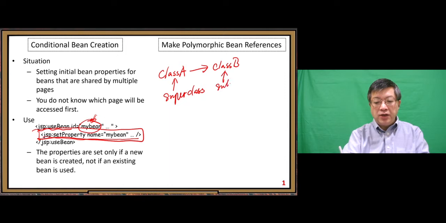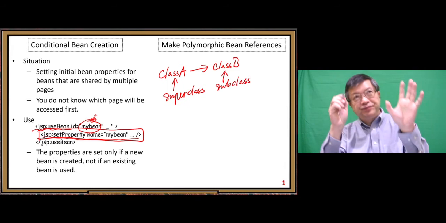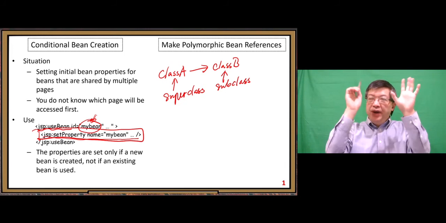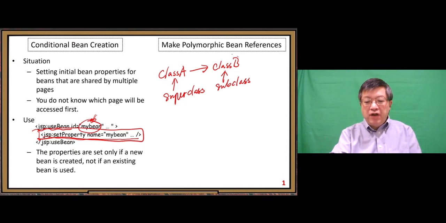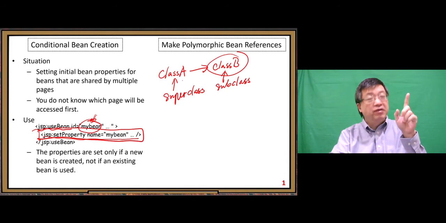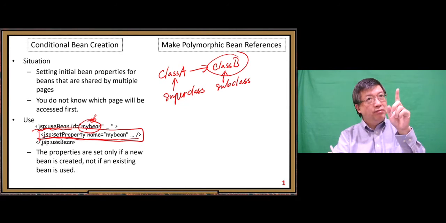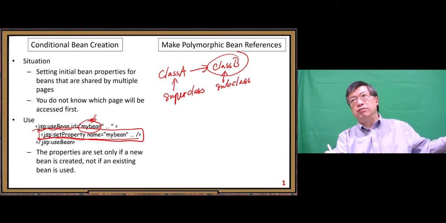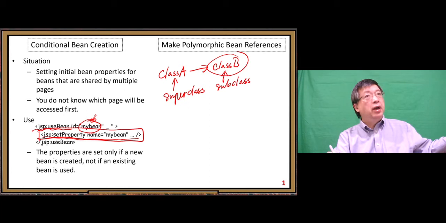Subclass of class A. All right. So now we know an object of class B is also an object of class A. Yeah, an object of class B, because it's a subclass of class A, so it is also an object of class A.